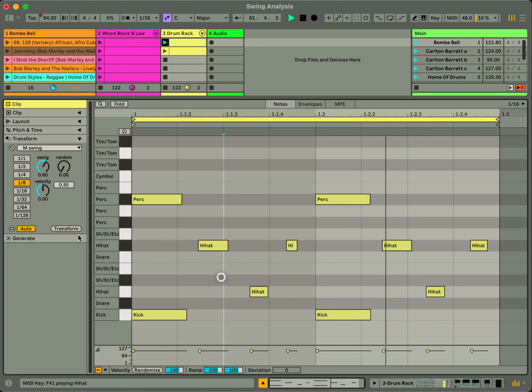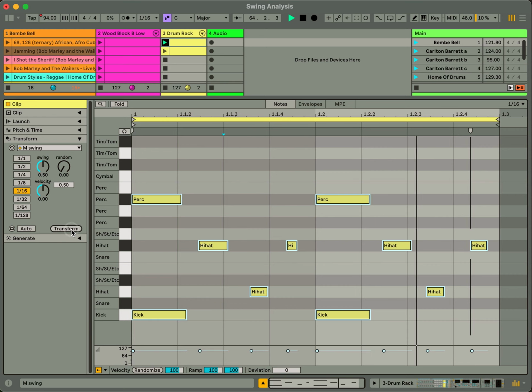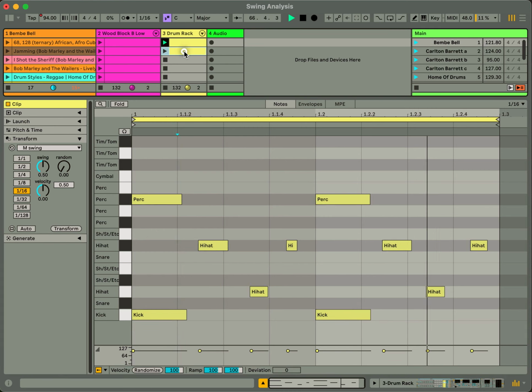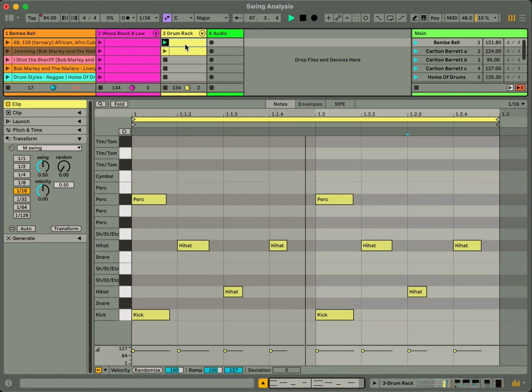Okay. Can it D-swing? Turn off auto. This is probably 16th, I'm guessing. And no, it's not D-swinging. Okay, I'm going to reset the beat here. I think we have one more to look at.